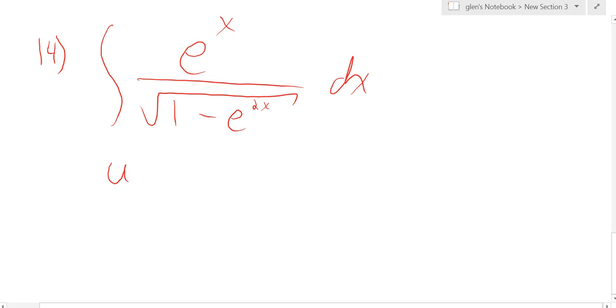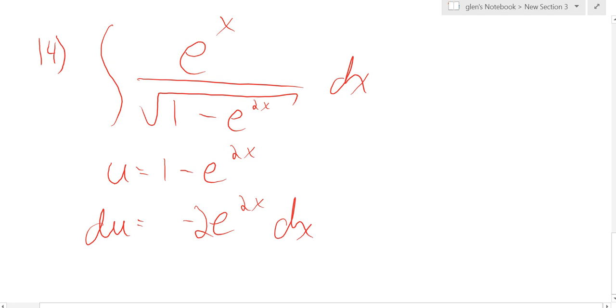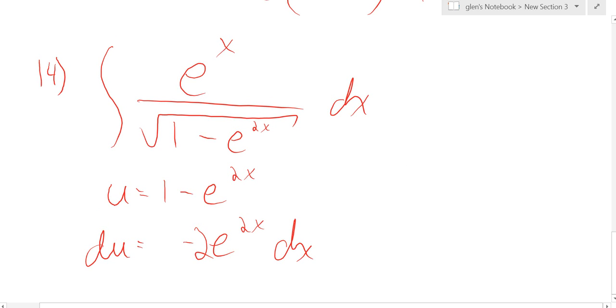You could say, I think u is going to be 1 minus e to the 2x, because that's what's inside the square root. Sometimes that works. But then du would be negative e to the 2x times 2. That's the derivative of that. Now I have an e to the x up there. I can put a negative 2 in there, but I don't have e to the 2x. I just have e to the x.